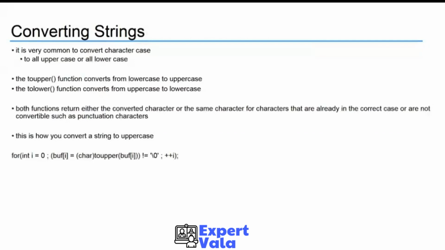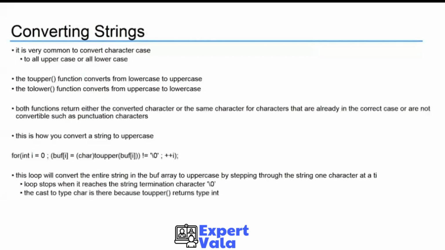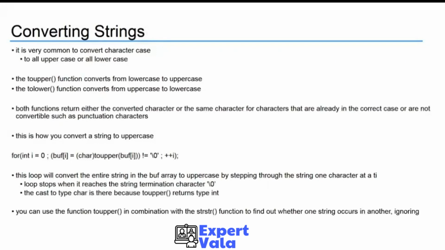So this is a for statement that has just one line. This converts the entire string in a buffer to uppercase by stepping through the string one character at a time. The loop stops when it reaches the string termination character, the \0. The cast to type char is there because toupper returns type int, which is the ASCII value, and it just converts it. And you would do the same thing if you wanted to convert to lowercase. Very simple to use the case conversion functions.